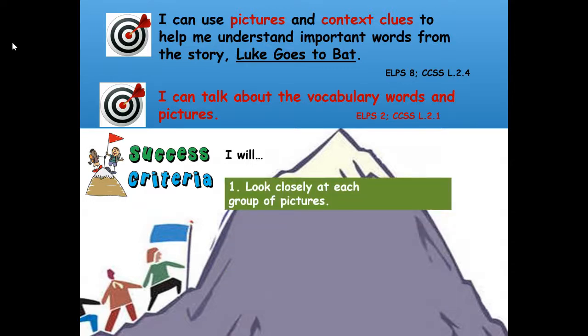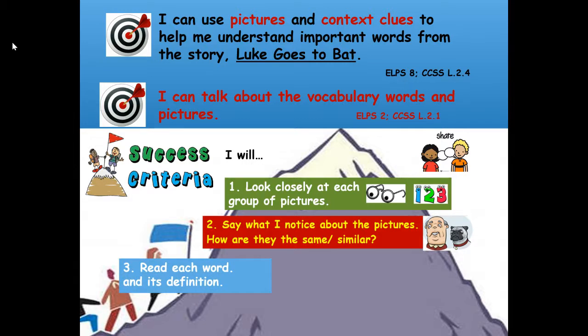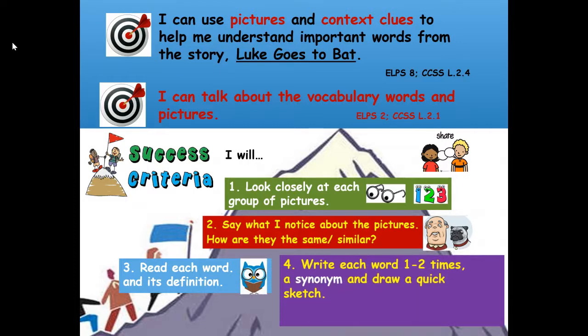I will, number one, look closely at each group of pictures. Number two, I will say what I notice about the pictures. How are they the same or similar? Number three, I will read each word and its definition. And finally, four, I will write each word 1 to 2 times, a synonym, and draw a quick picture or sketch.